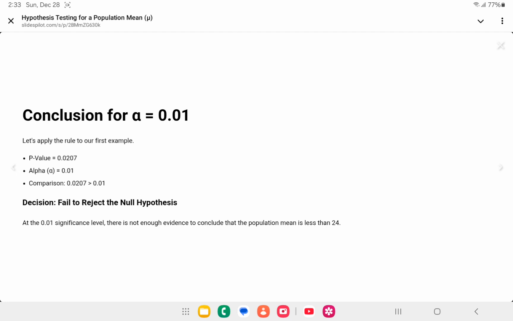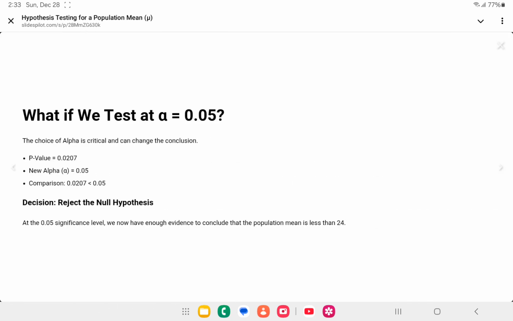Since our p-value is greater than alpha of 0.01, we will fail to reject the null hypothesis. Consequently, there is not enough evidence to conclude that the population mean is less than 24 at alpha equals 0.01. But if we're testing at alpha equals 0.05, our p-value will be less than alpha, in which case we will reject the null hypothesis in support of the alternative. That is, we have enough evidence to conclude that the population mean is less than 24 at alpha equals 0.05.